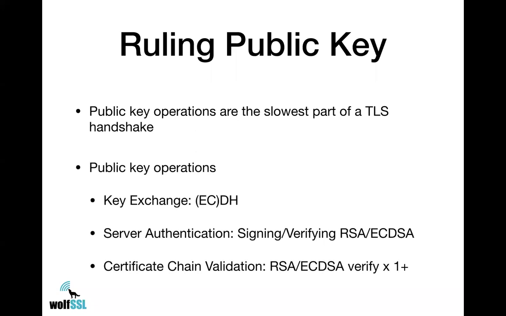So the public key operations are talking about a key exchange. You need to do a key exchange at the very start to establish a secret. So that's either ECDH or Diffie-Hellman. Diffie-Hellman's not being used so much these days because it's far slower than the EC, but in some cases the code size of DH is an advantage, so people will use that.